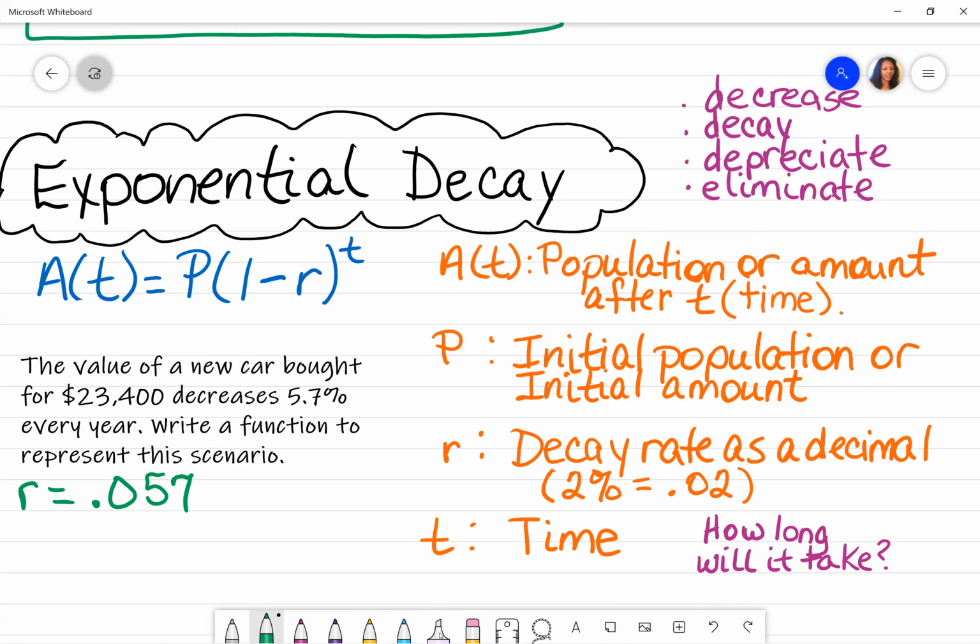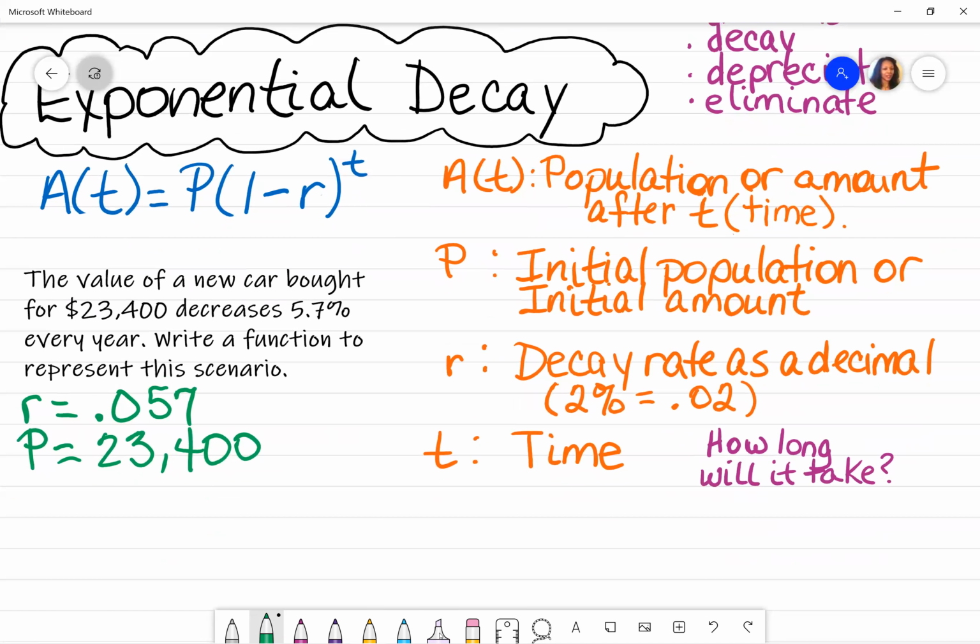So again, the only thing you're trying to figure out is, well, what does that 23.4 represent? The value of a new car bought for. So that means the initial amount that I bought it for is going to be 23.4. So again, P represents that number. Do not get it confused with A of T. A of T is what will it be after a certain amount of time. So how much would that car cost after 7 years? That's what A of T would represent.